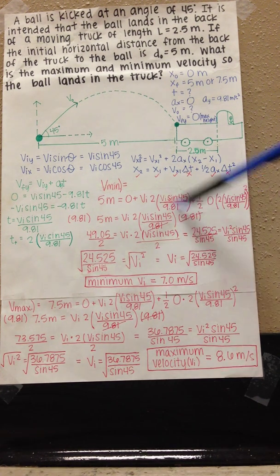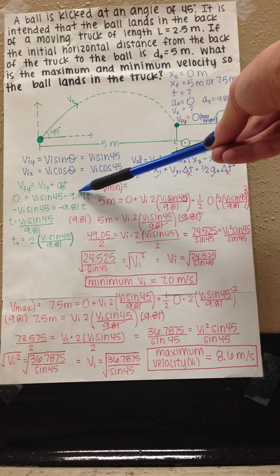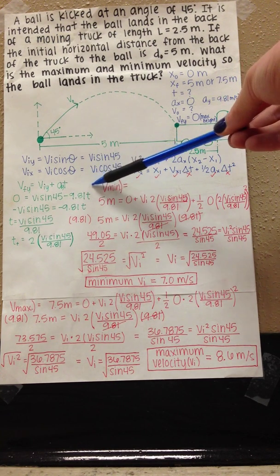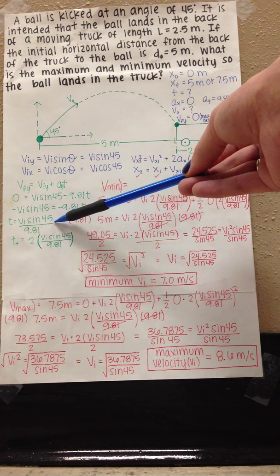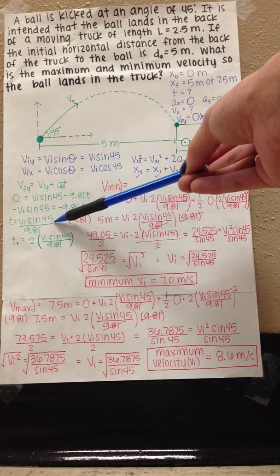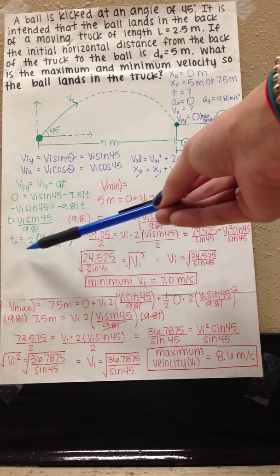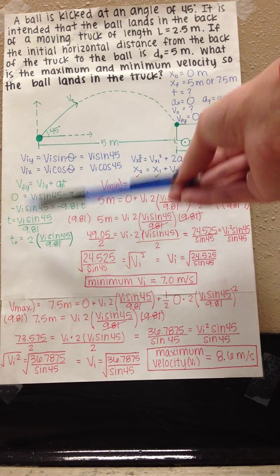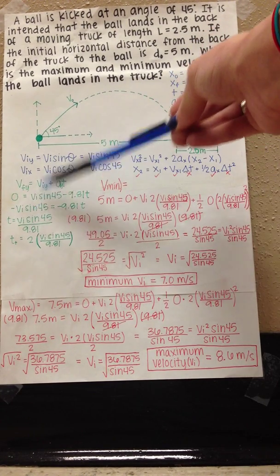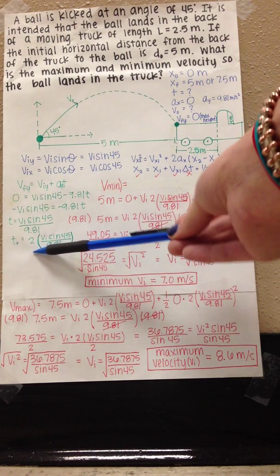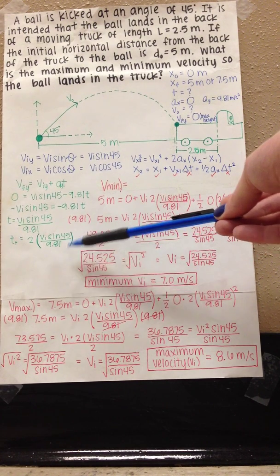In order to calculate the change in time, I use this formula over here. The final velocity equals initial velocity plus acceleration times time. If you plug in your values, you get that time equals VI sine 45 over 9.81. But you have to multiply this by 2, because that's only the time it takes to hit 0. So it has to go up, and it goes down too. That's why you multiply it by 2. So the total time is 2 times VI sine 45 over 9.8.